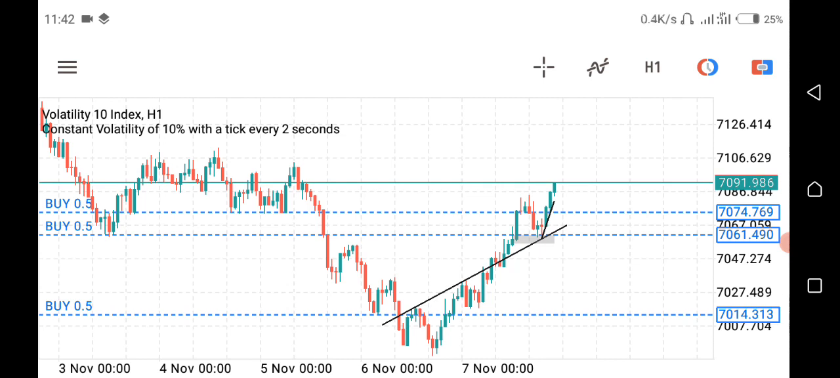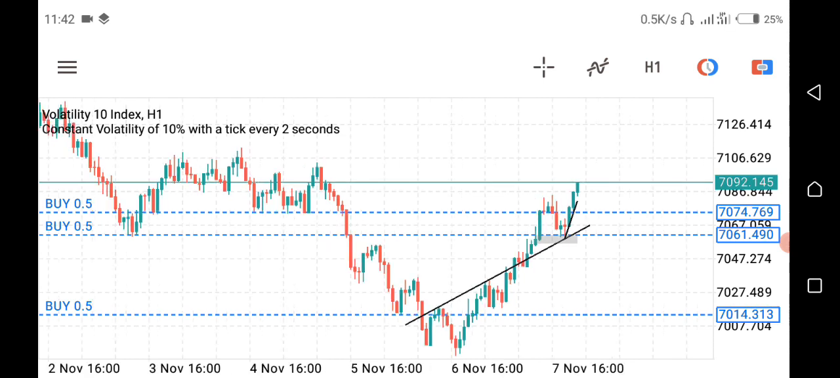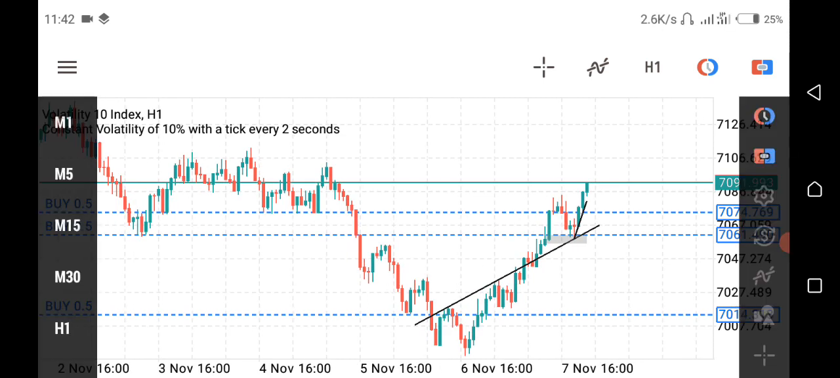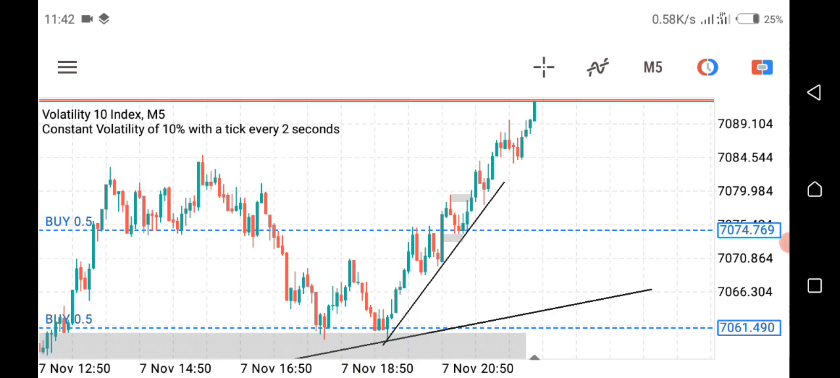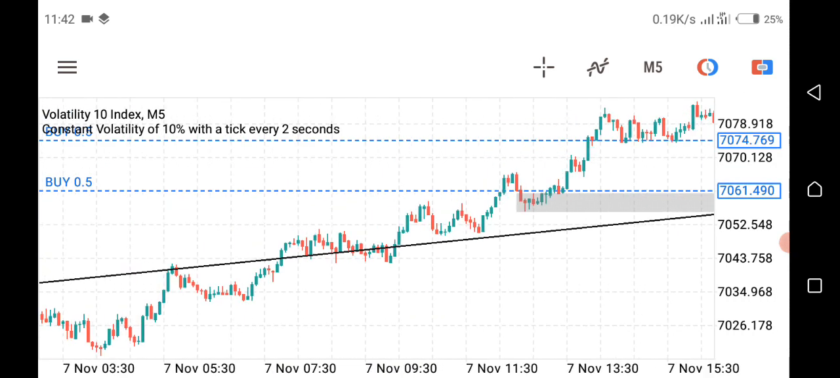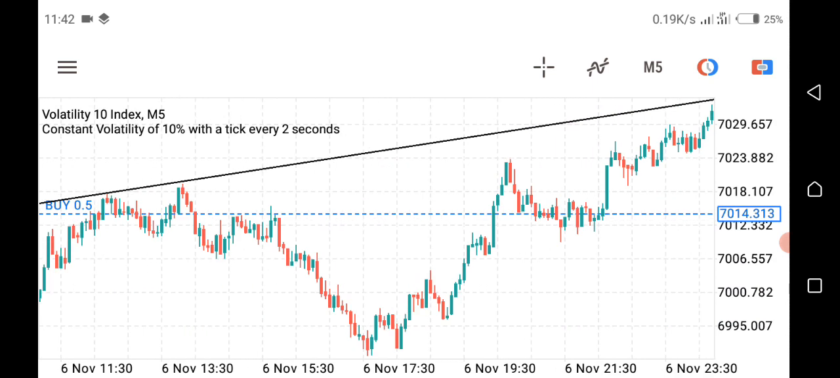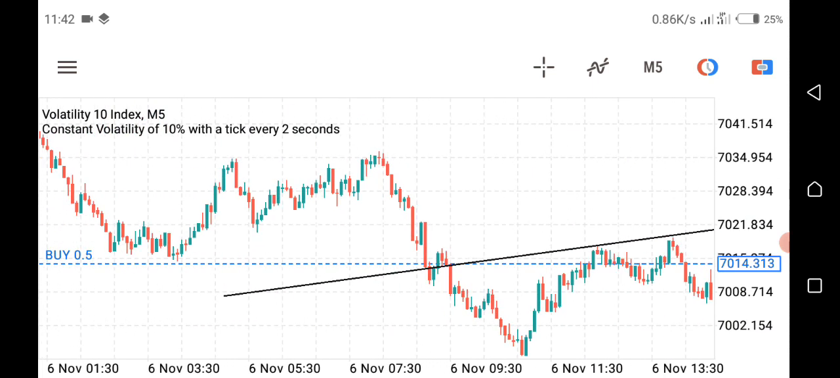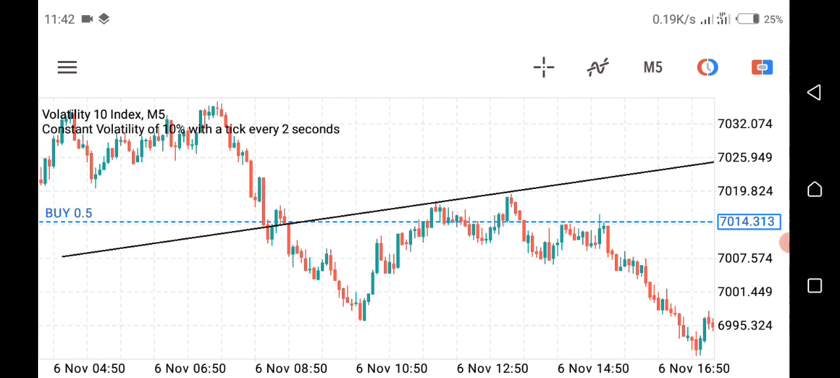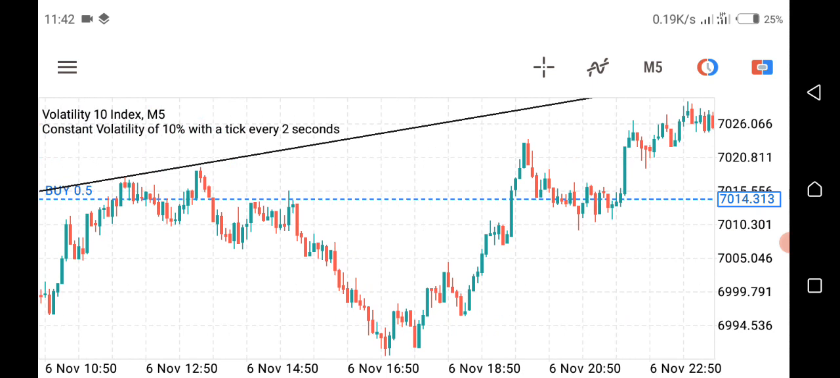Now if I go down to the 5 minute time frame, so that you understand how I was able to draw the psychology level. And mind you, every market has its own psychology level. This is Volatility 10, so I count the psychology level in 5s. I'm going to show you now.